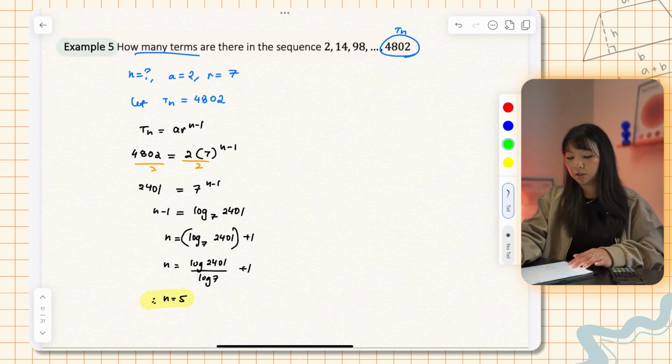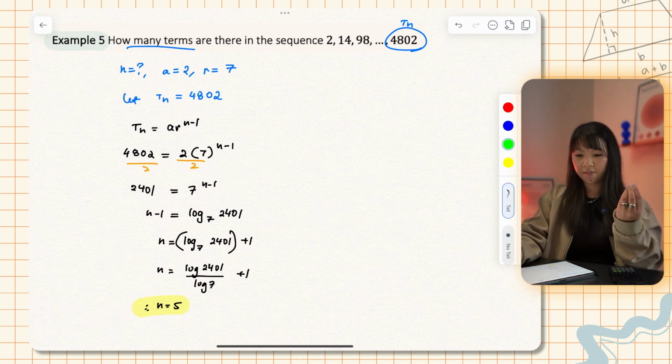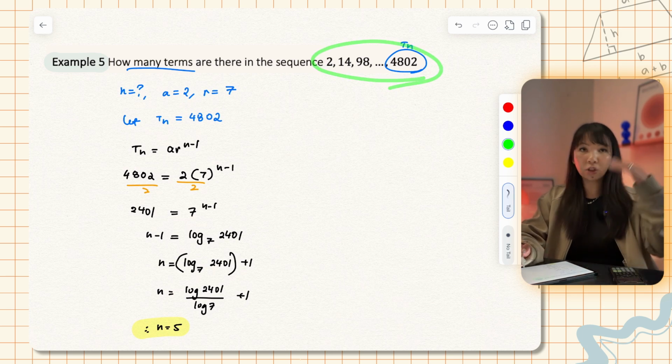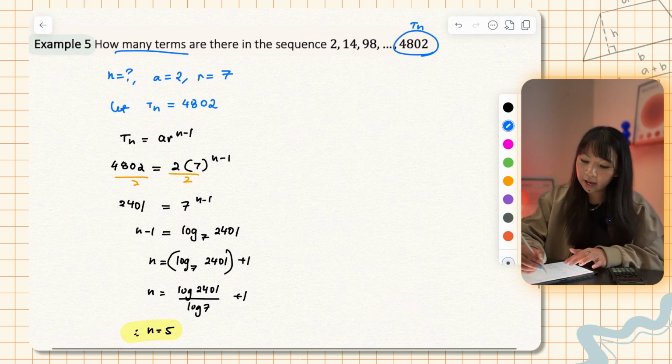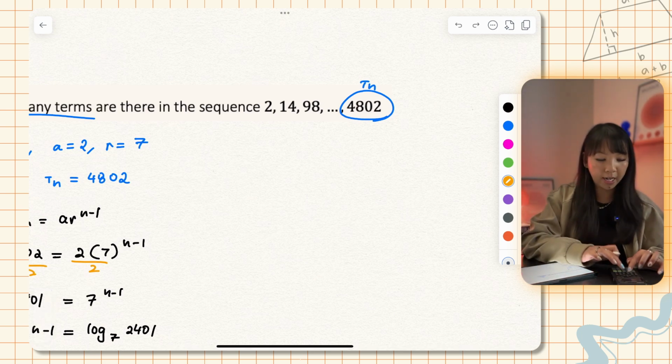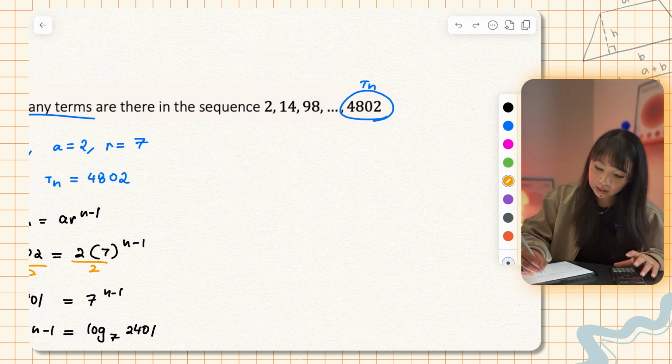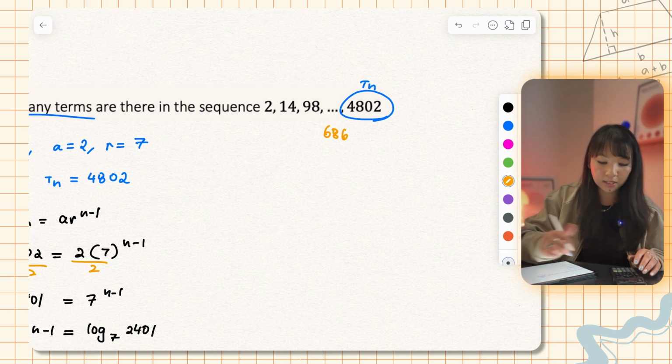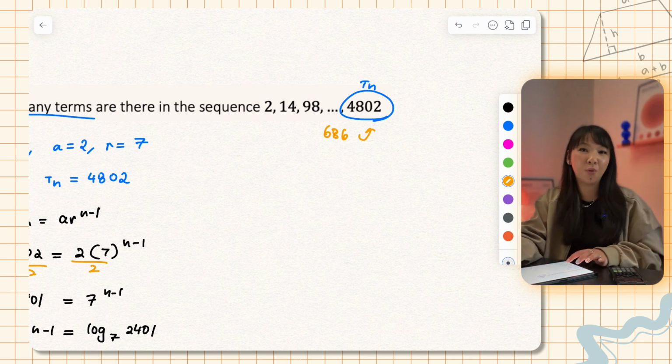Okay, now process that. You're like, 5, how's that 5? Remember, they just go up so quickly, right? If I find this middle term here, the ratio is 7. So 98 times 7 is 686. And if I times that by 7 again, we do indeed get 4,802.